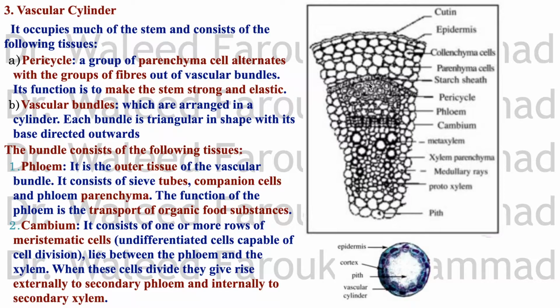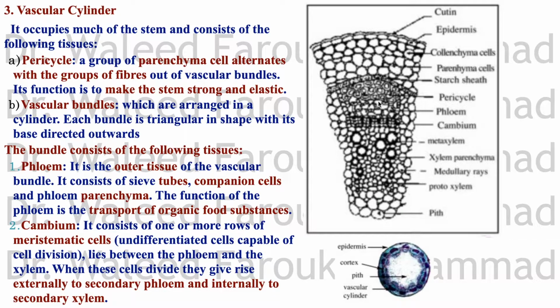After the cortex is the vascular cylinder, as the one you see here in the middle, formed of different layers. The first layer is the pericycle. You can see here parenchyma cells alternate with groups of fibers. Why is that? For the support of the plant, to make the stem strong and elastic. This is the pericycle cell layer.